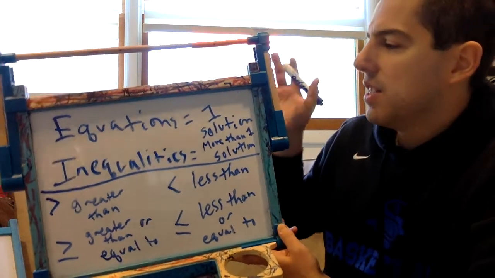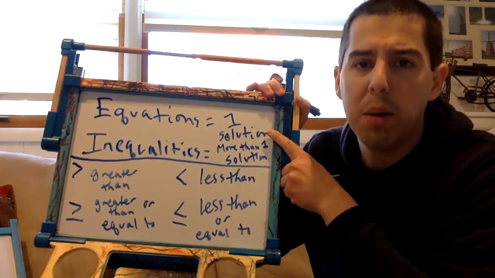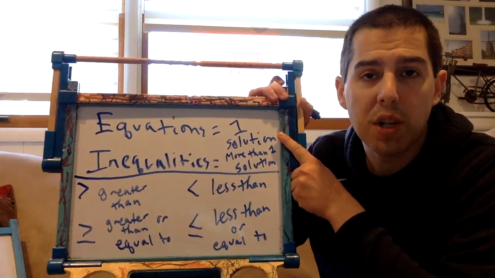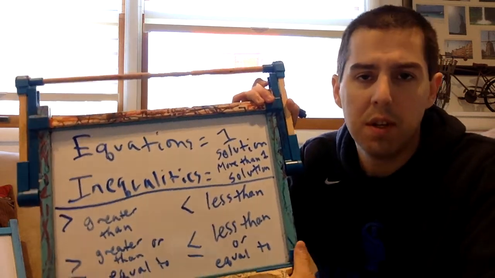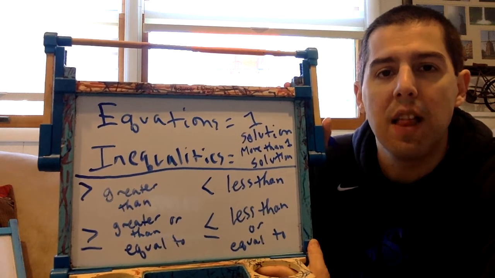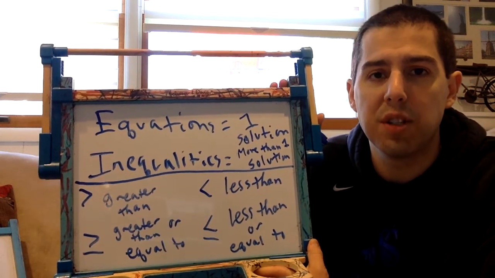The only difference is when you were doing an equation problem, there would only be one solution. X equals 3, y equals -2. But with inequalities, these are problems that have more than one solution.